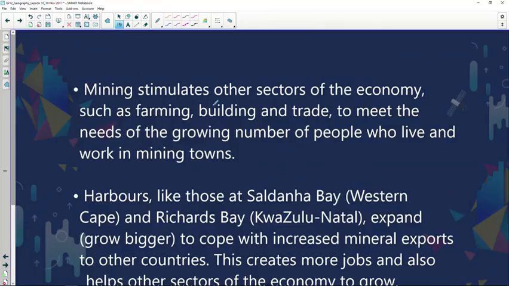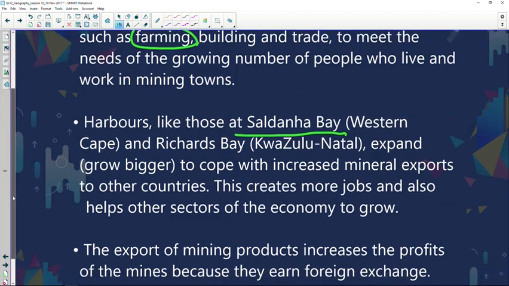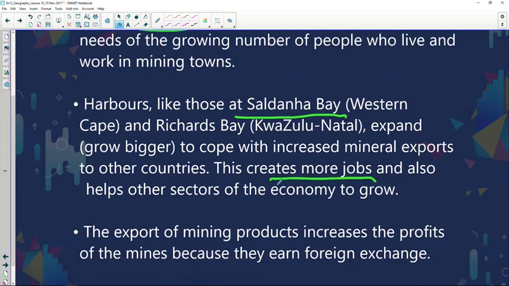Mining stimulates other sectors of the economy, like I've mentioned, farming, building and trade. How does it stimulate farming? Well, obviously, the workers need fresh food. So it means the farms can produce more products to feed the people who live in the mining towns. Now, if you look at harbours like Saldanha, for example, they basically develop because of the raw materials being shipped off to other parts of the world, and it creates more jobs and helps other sectors once again to grow in the economy.